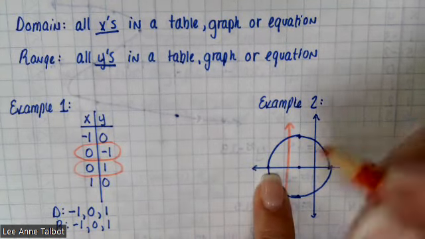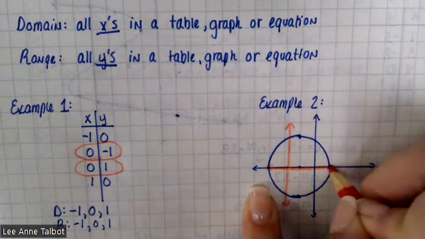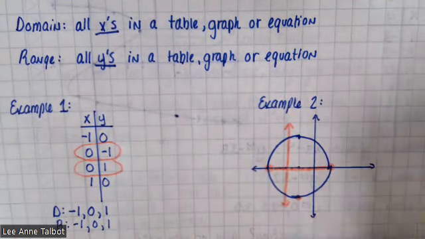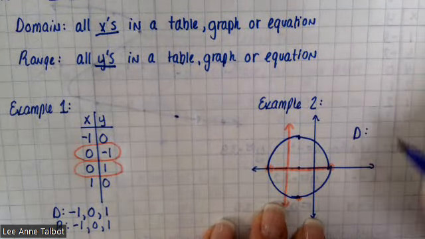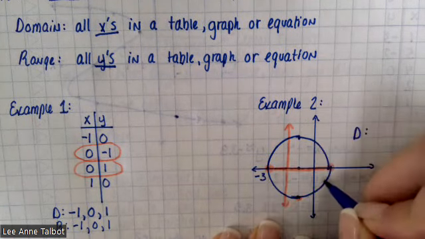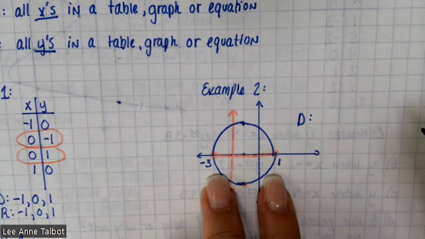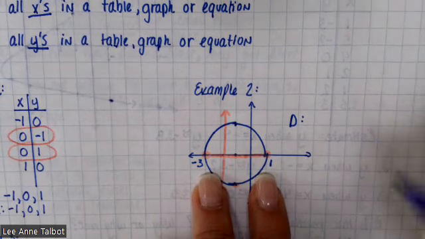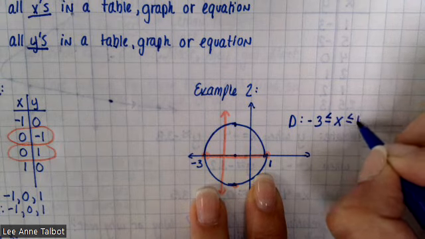All right, guys, let's do domain. So let's mark this. This is 1, 2, -1, -2, -3, and 1, correct? Did I write those right? -3 and 1? Okay. So -3 is less than or equal to x is less than or equal to 1.